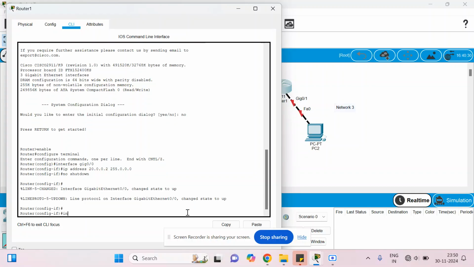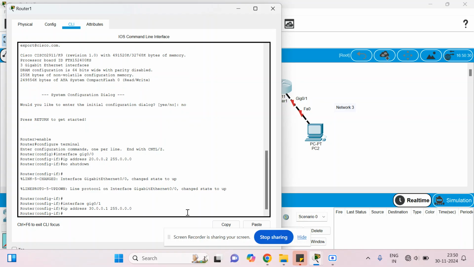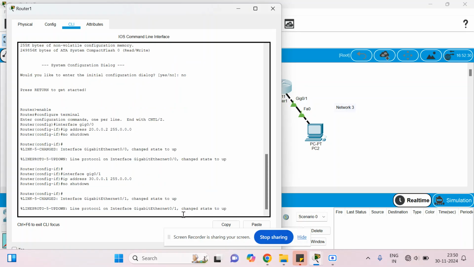Similar window, I write here interface gig 0 by 1. This is a network of range 30. Suppose I am giving IP address 30.0.0.1, subnet mask 255.0.0.0 and no shutdown. Done. This interface is also up now, turns into green.